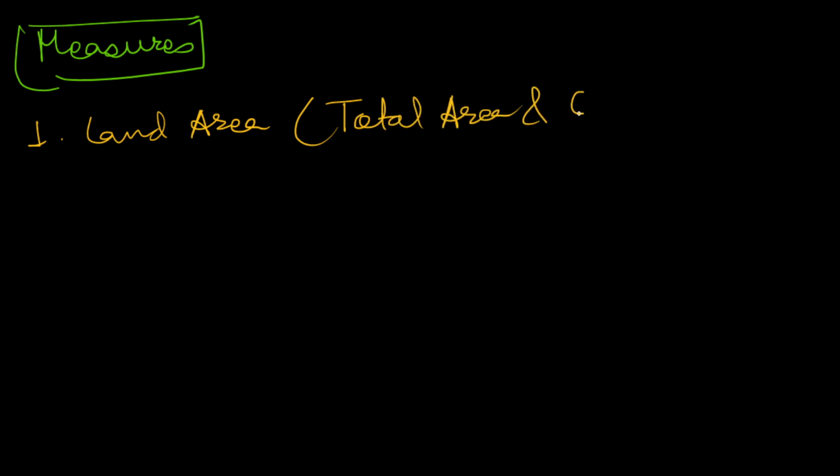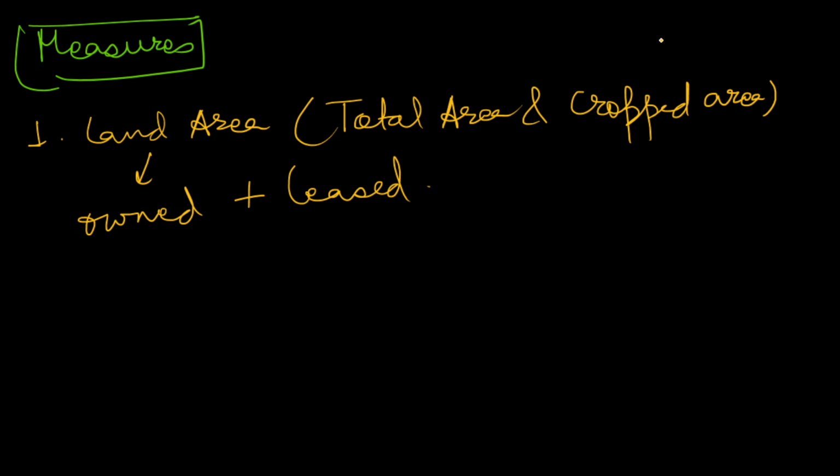So we will see those measures. First one is obviously land area. We can measure the land area, or you can say total area and cropped area. How much of the total area is cropped? So we can measure how much of the area is operated by the farm, including owned. You can also include the owned area here, owned plus leased.